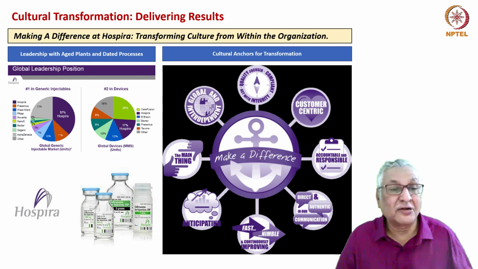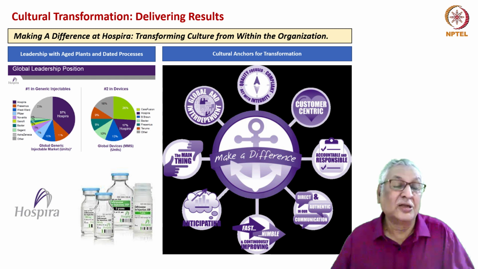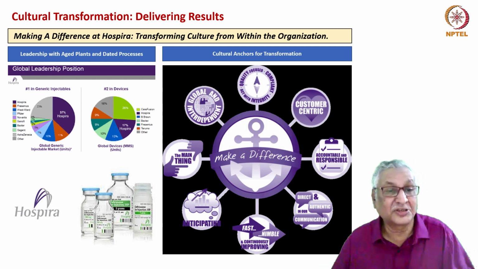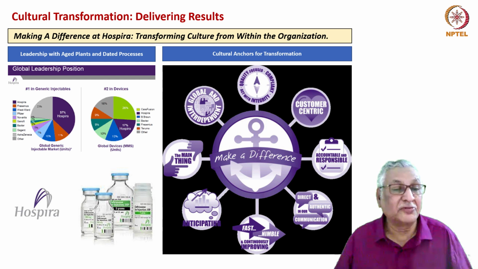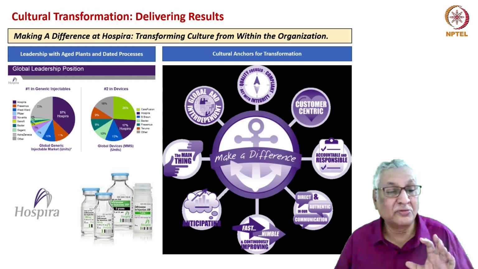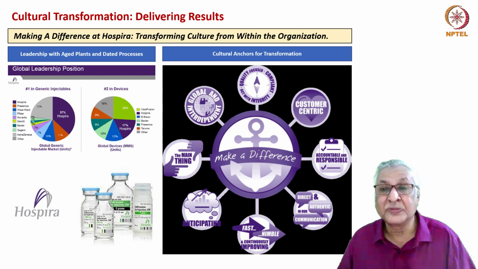They also acquired companies such as Main Pharma and a couple of other companies, as well as Hospira's acquired Indian injectables business assets and drug pipelines. It had a global leadership position, and it was the largest injectables manufacturer in the US market. Similarly, it was number two in devices.